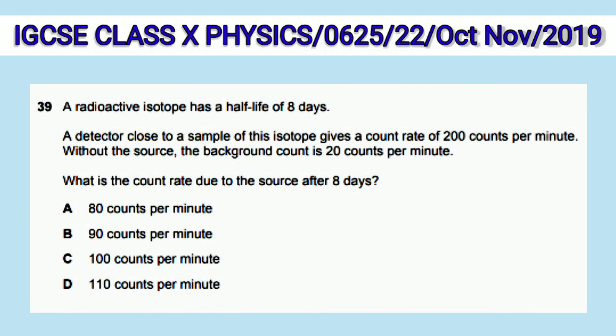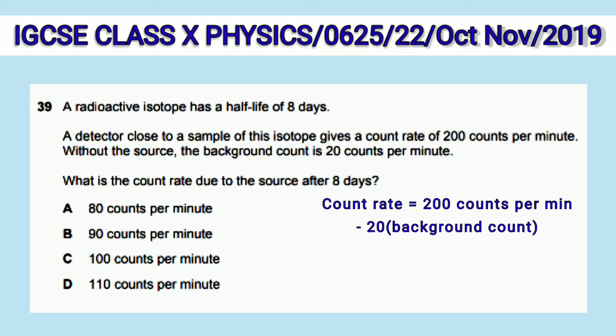Question 39. A radioactive isotope has a half-life of 8 days. A detector close to the sample of this isotope gives a count rate of 200 counts per minute. Without the source, background count is 20 counts per minute. What is the count rate due to the source after 8 days? Let's see what is given here. The radioactive isotope has half-life of 8 days and the count rate of 200 includes background count. So count rate will be 200 minus 20 as a background count, that gives us 180 as a count rate.